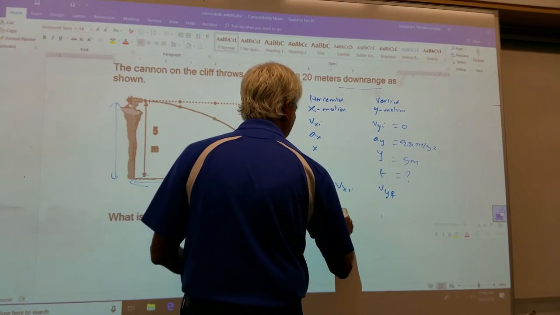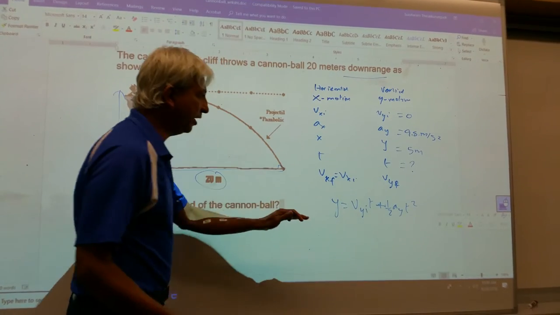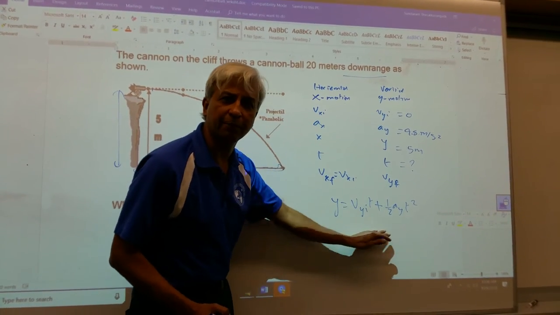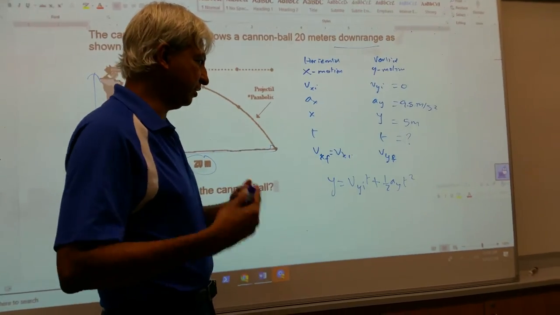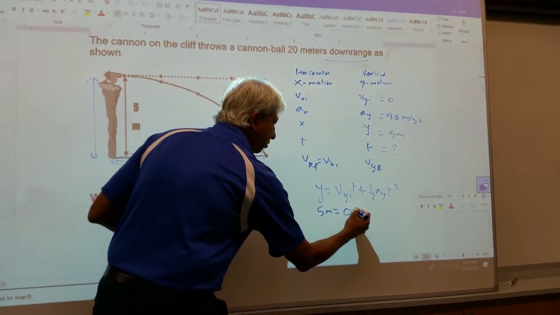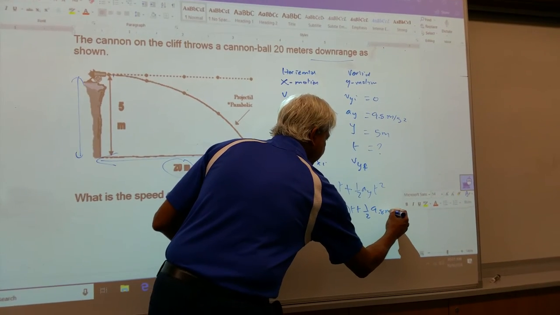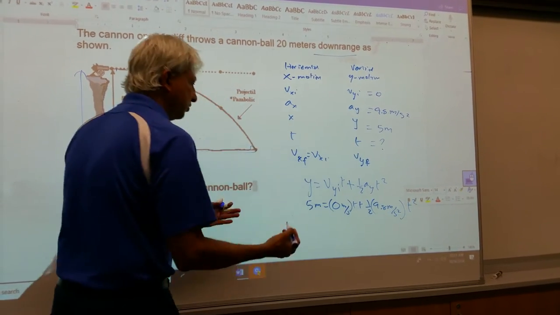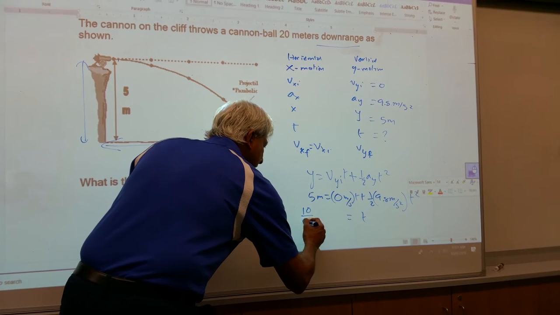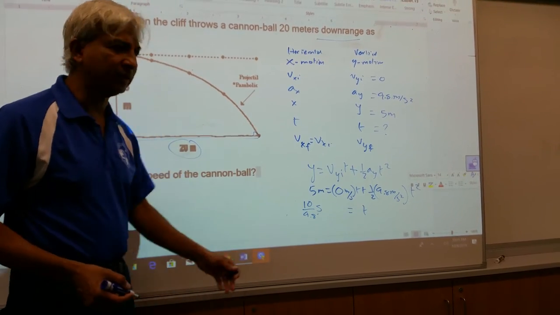So using Y is equal to VYI T plus 1/2 A sub Y T squared. This is what I meant by introducing the terminology here, or like a symbolism here, like what symbols are used appropriately for X and Y. May repeat that for them so that they will be able to get this right. And you can always substitute 5 meters is equal to 0 meters per second times time plus 1/2 of 9.8 meters per second squared times time squared. From this easily they can find out T to be equal to something like 10 divided by 9.8 seconds.